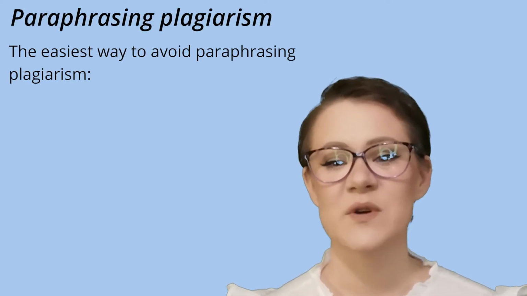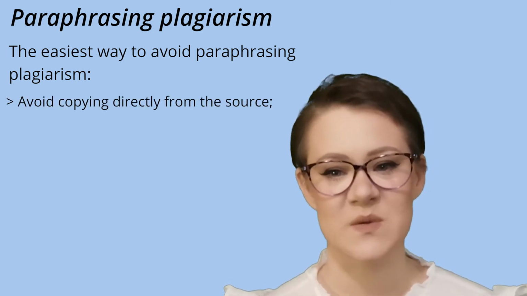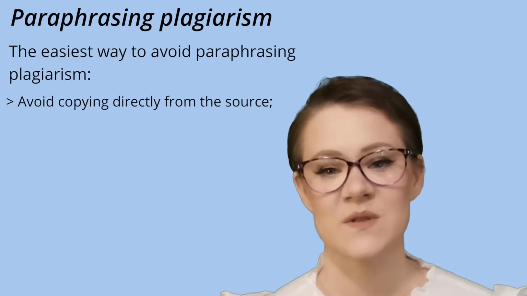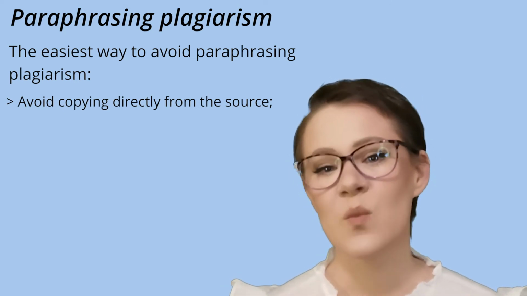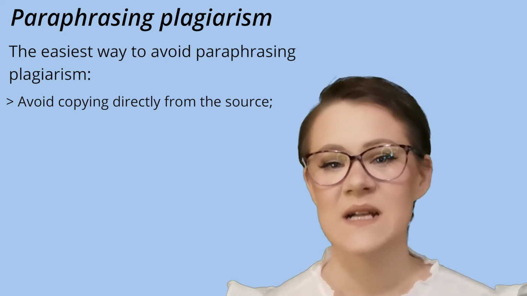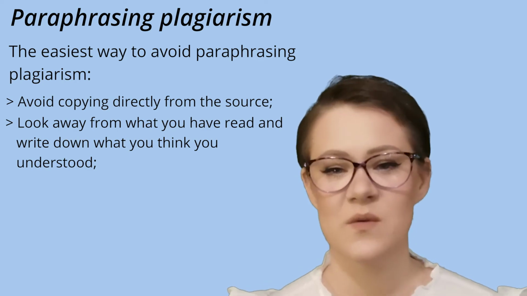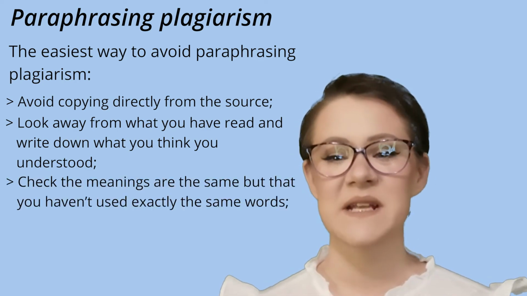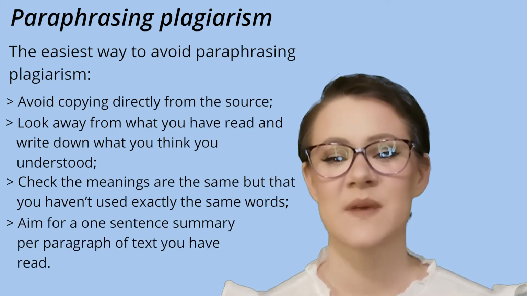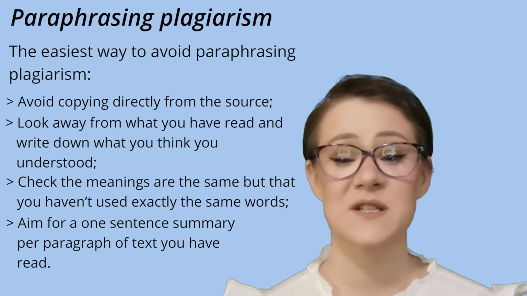The easiest way to avoid paraphrasing plagiarism is to avoid copying directly from the source in the first place, unless you intend to directly quote from the source. In which case, what you copy should be only 2 or 3 sentences long. Instead of copying, look away from what you have read and write down what you think you have understood. Then check that the meanings are the same, but that you haven't used exactly the same words. You should aim for a 1-sentence summary per paragraph of text you have read.